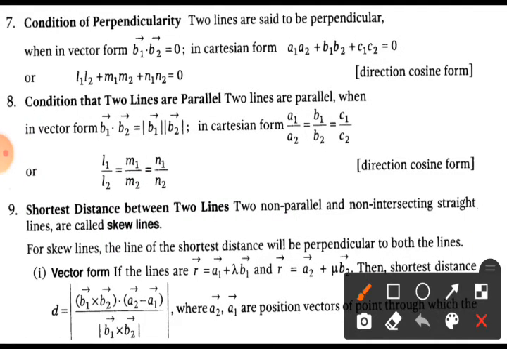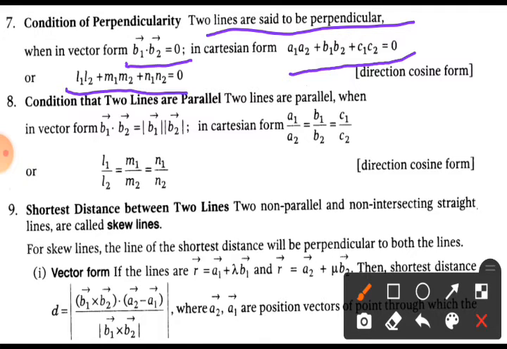The condition of perpendicularity. Two lines are perpendicular when the vector form b1 vector dot b2 vector equals 0. The Cartesian form is a1 a2 plus b1 b2 plus c1 c2 equal to 0. Suppose the direction cosines are L1 M1 N1 and L2 M2 N2, then the equation is L1 L2 plus M1 M2 plus N1 N2 is equal to 0.